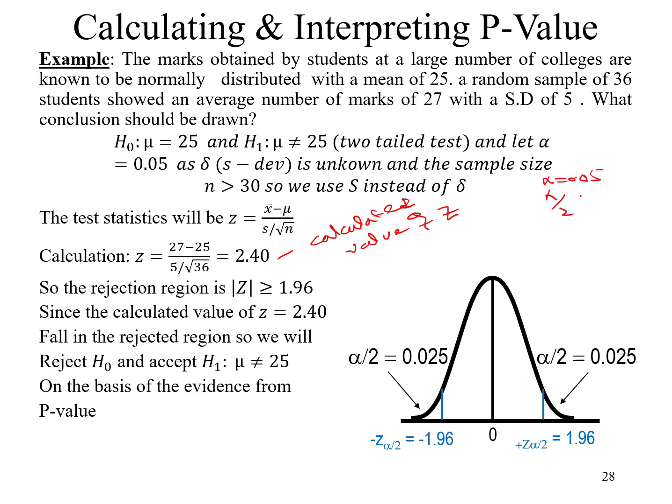So alpha by 2, when we divide this, it will be 0.05 by 2. We are not sure whether the mean in your sample is more than 100 or less than 100. So for this two-tailed test, we will divide this alpha. Alpha is 0.05, so 0.025 will be in the left tail and 0.025 we will put in the right tail.